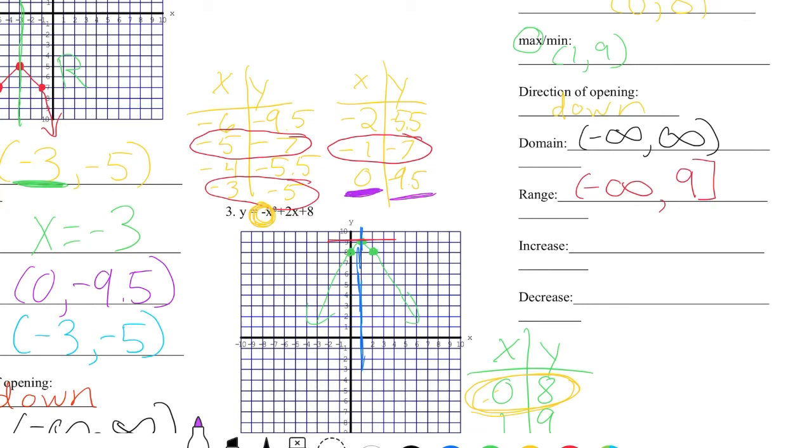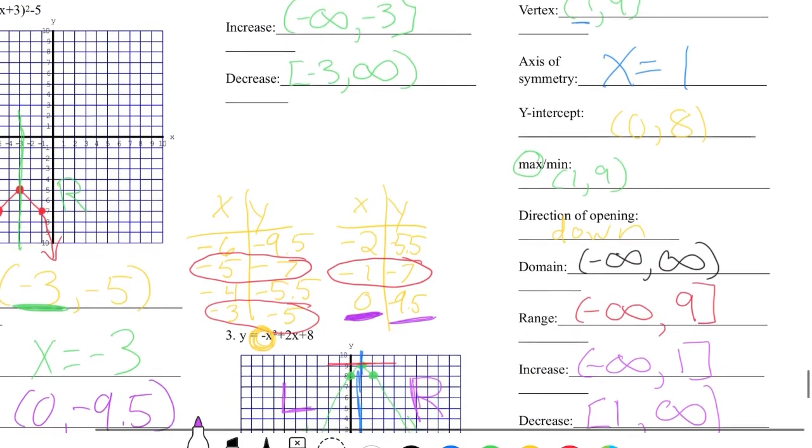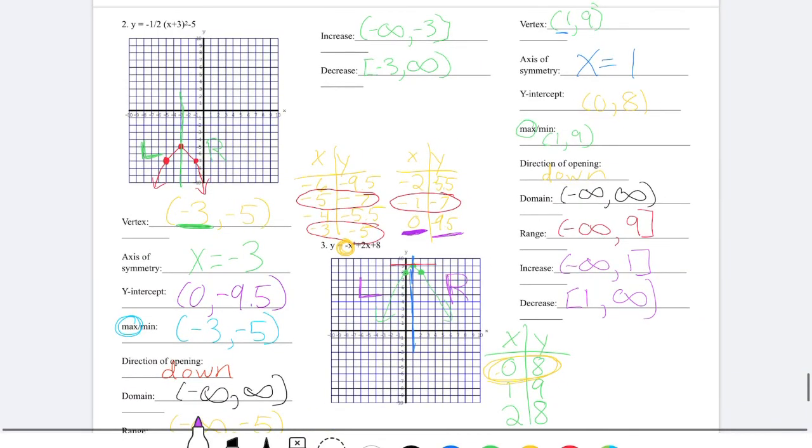So increase and decrease, our line of symmetry is already there, so we can look at it. Here's our left side, our right side. So on our left side, we're increasing. We're going to go to the left forever and then come to the right all the way until we get to x equals 1. And that whole space, we're increasing. And then on the right side, we're going to start at 1, but then we're going to decrease on our graph until we go to positive infinity to the right. And there is our answers for number 3.